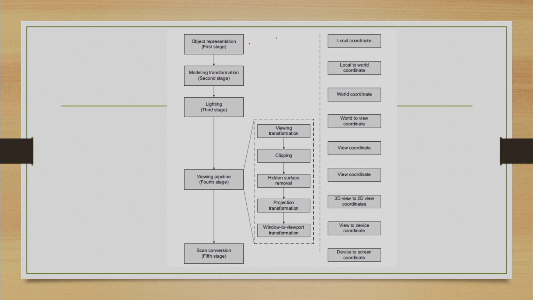We have object representation as the first stage, modeling transformation as the second stage, lighting or assigning color to the objects as the third stage, viewing pipeline as the fourth stage, and scan conversion as the fifth stage. Among them, we have already discussed the first 3 stages: object representation, modeling transformation and lighting. Currently, we are discussing the fourth stage, that is viewing pipeline.